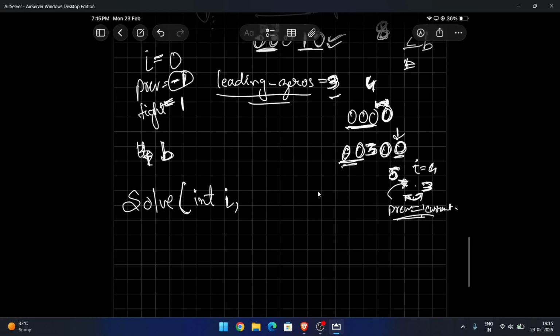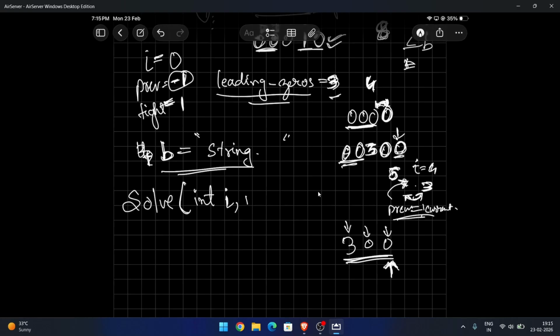Now we will convert it to a string first. Why would we do that? Because then it would be easier for us to iterate. If it was a number in int form, then extracting every digit would be difficult. But if we convert it into a string, then we can directly look into each digit because it's a string. So we have converted b into a string.